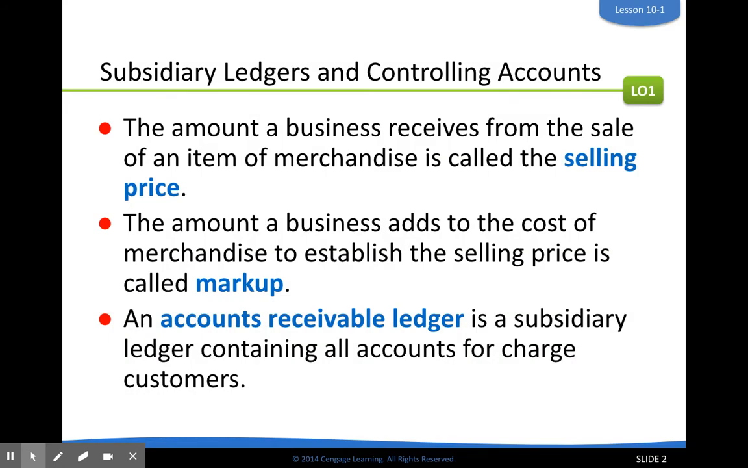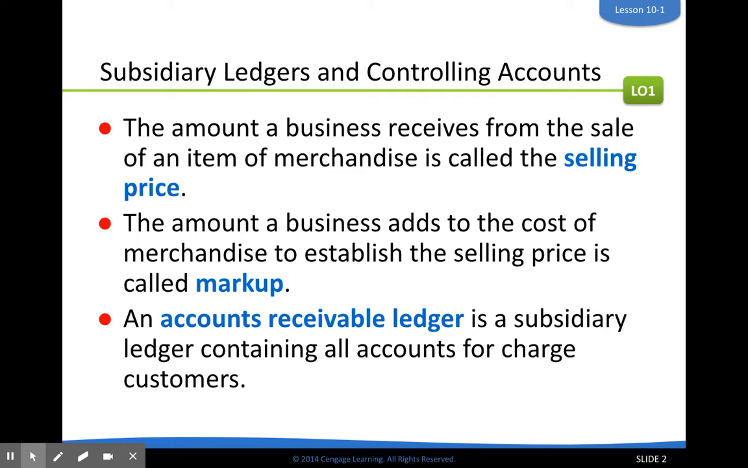So the first thing we need to talk about is the price that we sell items for. The selling price is the price that would be on the price tag at our retail store. That includes a markup, because companies have to make money. Whatever it costs them to make the product or buy the merchandise, they have to mark that price up, adding a few dollars or maybe a percentage onto the original price they paid so that they can make money. That is called the markup.